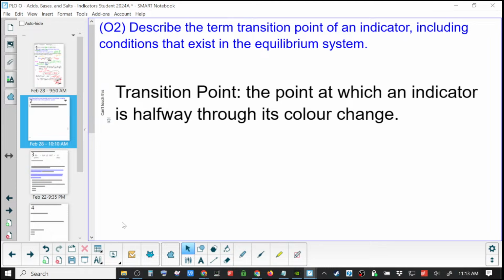Can't touch this. Can't touch this. Because that prints on your paper and you can't touch it. What? I don't get it. Please explain again.